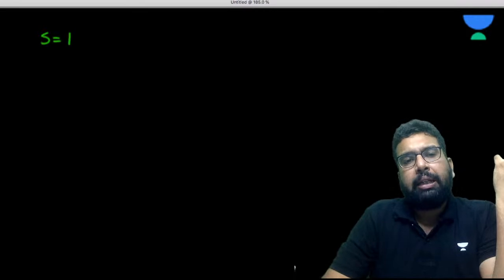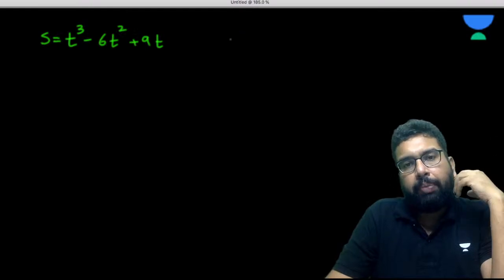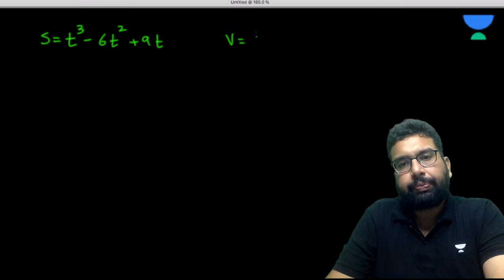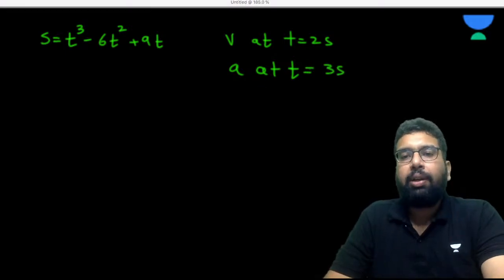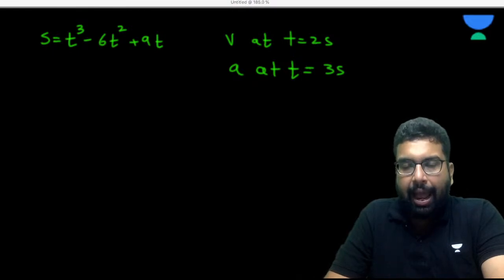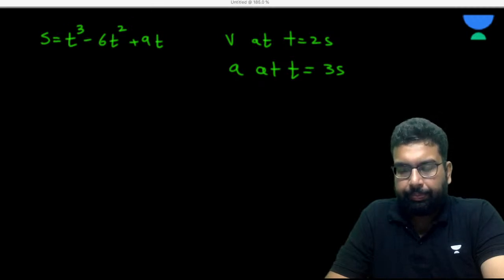So let's suppose we have a question. Let me make one: s equals t cube minus 6t square plus 9t. Now can you get me the velocity at t equal to 2 seconds and the acceleration at t equal to 3 seconds? Can you do that? And can you comment upon the direction of motion and whether the body's velocity is going to increase or decrease? Please try to do that.